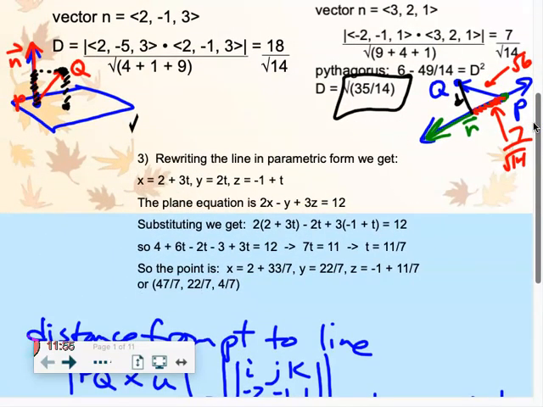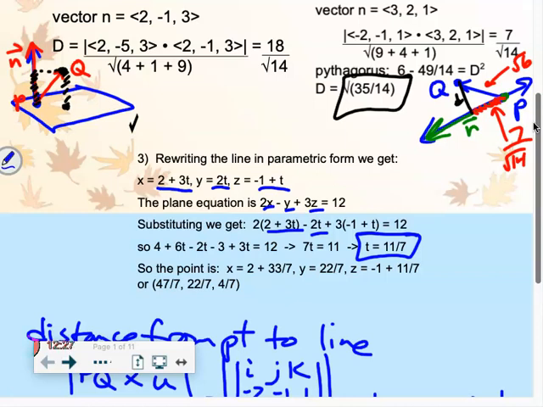I rewrote my line parametrically, and then here's the plane. So all you do is you take x and plug it in for x, right? And then you take y and plug it in for y, right? And z and plug it in for z. And then you just clean it up, and you end up with your t value of 11 sevenths, and then you just plug 11 sevenths back in for t.